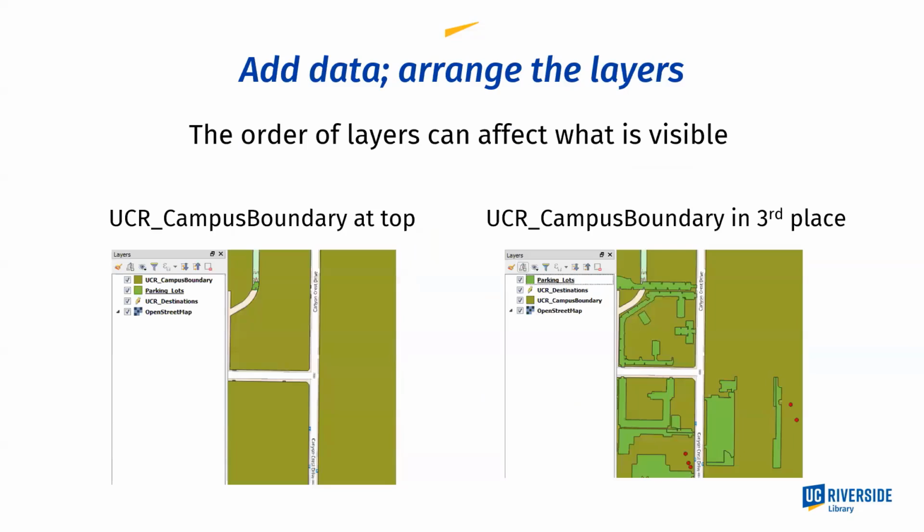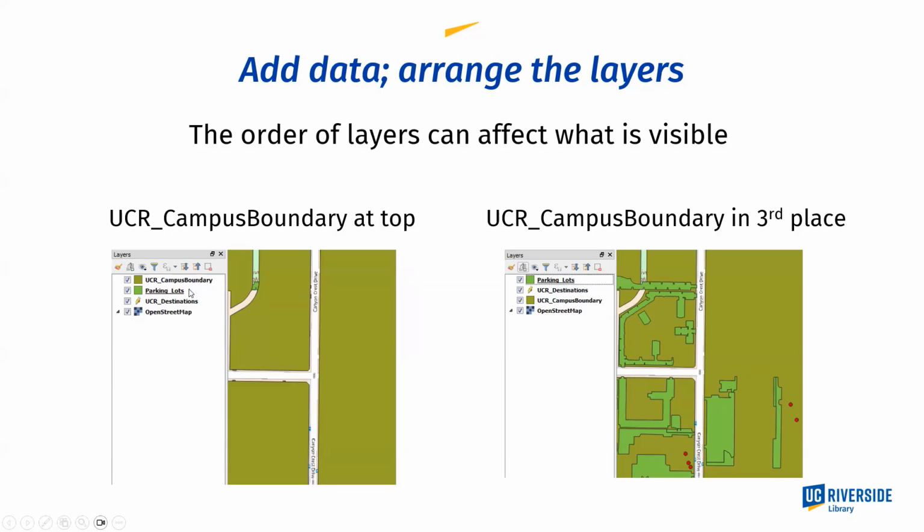So we've been talking about adding data to your GIS, and as you do that, you might want to arrange the layers in what's called either the contents pane or the list of layers, because the order of the layers in that section of your GIS can affect what's visible. This example, again, is from the UCR campus map a while ago. This is a QGIS example, and I've put the campus boundary polygons on top.